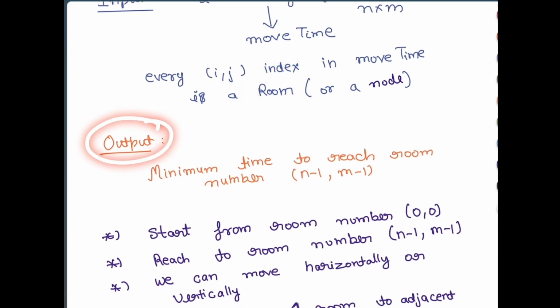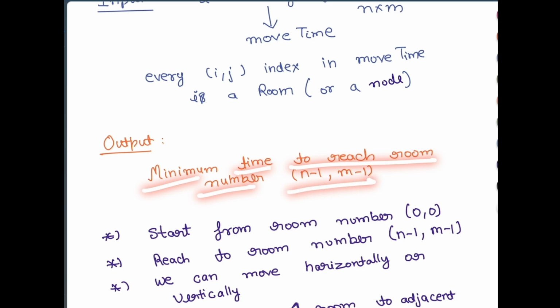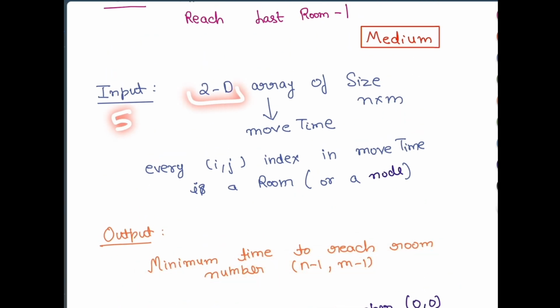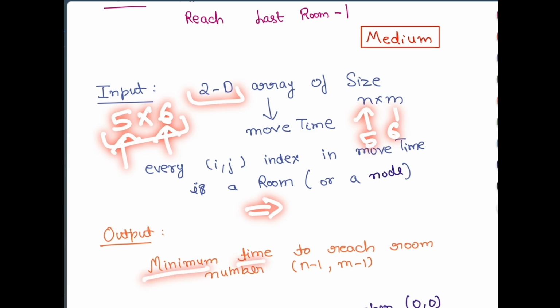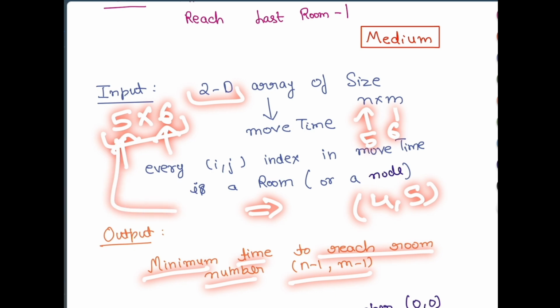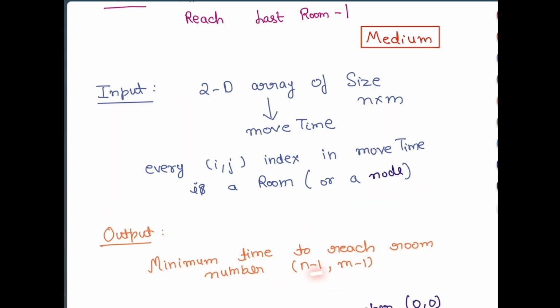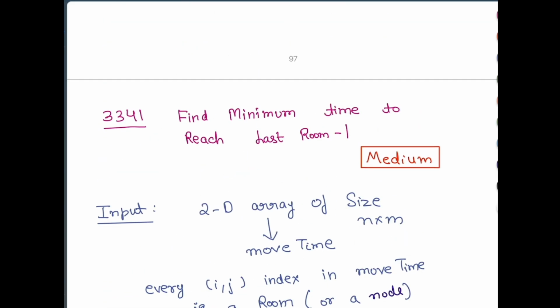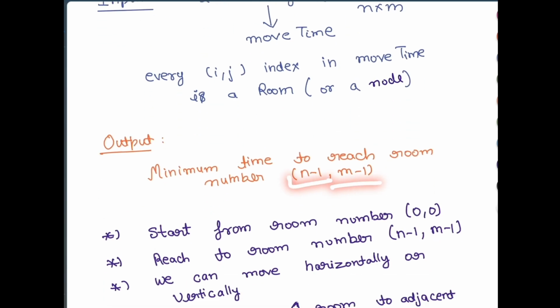Now the output which we need in the problem is the minimum time required to reach the room number n-1, m-1. For example, if the given two-dimensional array is of size 5 by 6, that is 5 rows and 6 columns, it means that n is 5, m is 6. So we need to find out the minimum time required to reach the room number n-1, m-1, which is room number 4, 5. That's actually the last index. This -1 is there because the array's indexing starts from 0. So we need to find out how we can reach the last room, the n-1, m-1 indexed room, and what's the minimum time required to reach it.